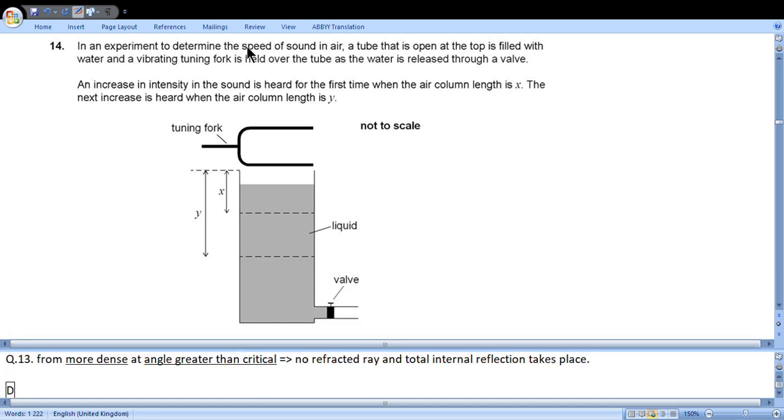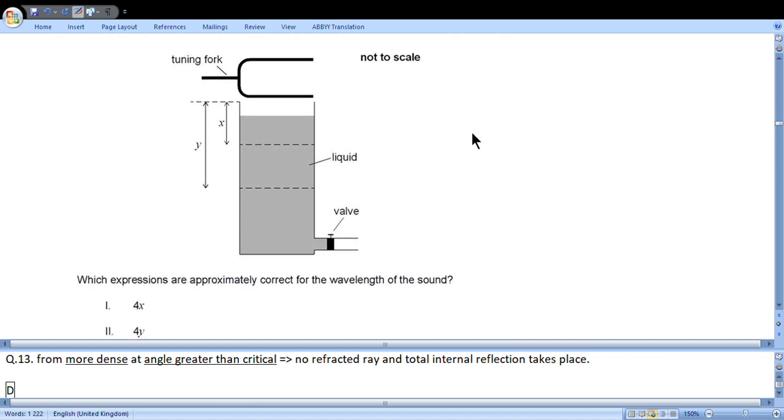In an experiment to determine the speed of sound in air, a tube that is open at the top is filled with water and a vibrating tuning fork is held over the tube as the water is released through the valve. An increase in intensity in the sound is heard for the first time when the air column is X. The next increase is heard when the column is Y.